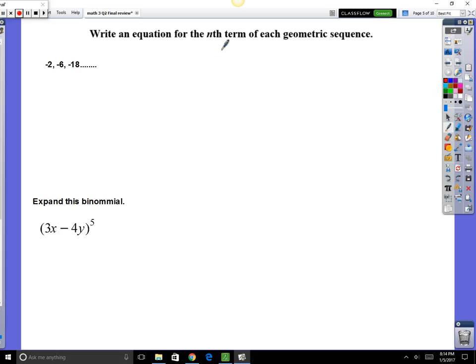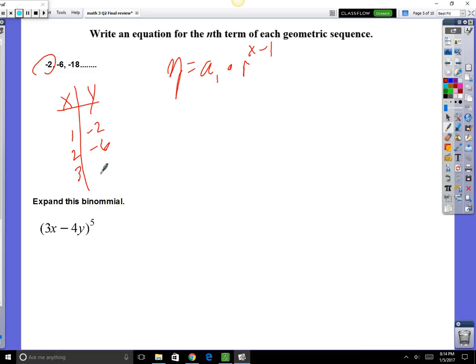Okay, one more. So geometric sequence. Oh, they want the equation. So the equation is just y equals the first one times r to the x minus 1. So that's the first one. If you organize it into a table, sometimes that's easier. The first one is minus 2. The second one's minus 6. The third one's minus 18. Okay, so that's a sub 1.